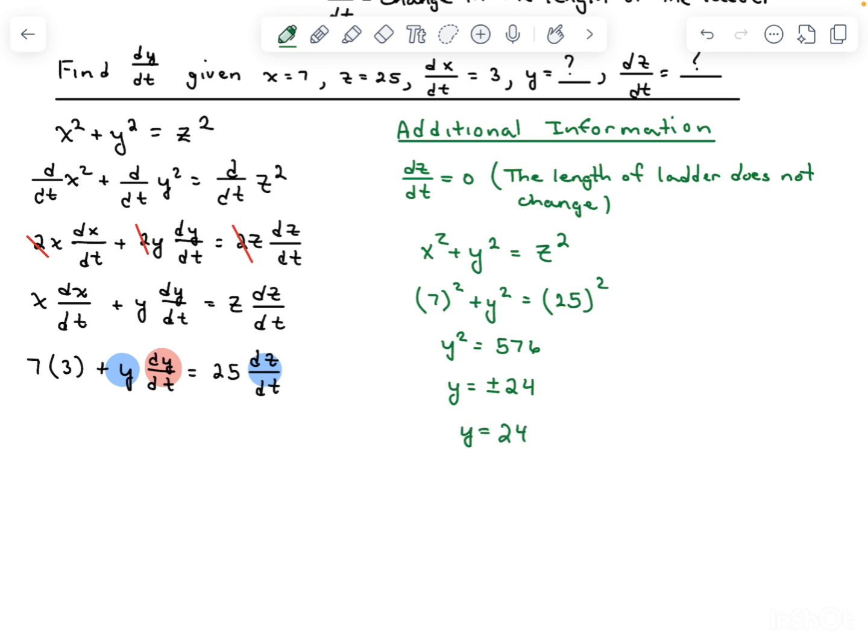Now I'm going to substitute the additional information into the equation. That will look like this. 25 times 0 is 0. So we have dy/dt is equal to negative 21/24. And this is equal to negative 0.875.